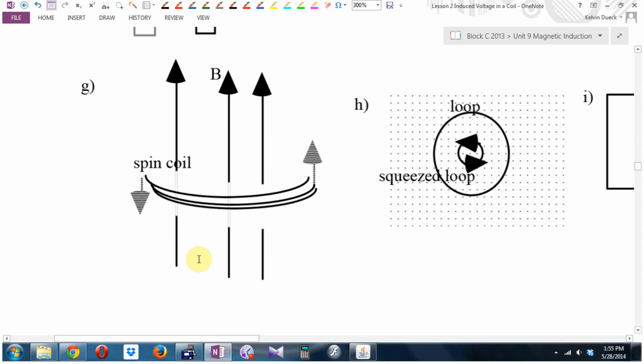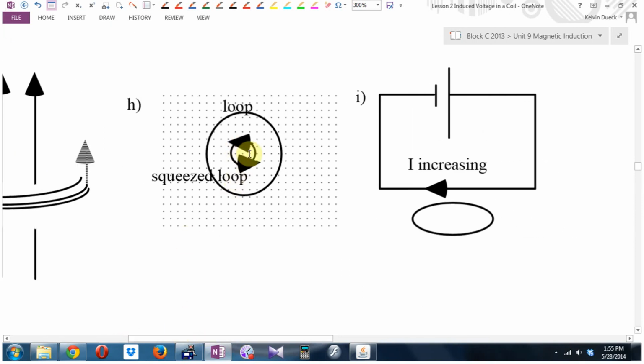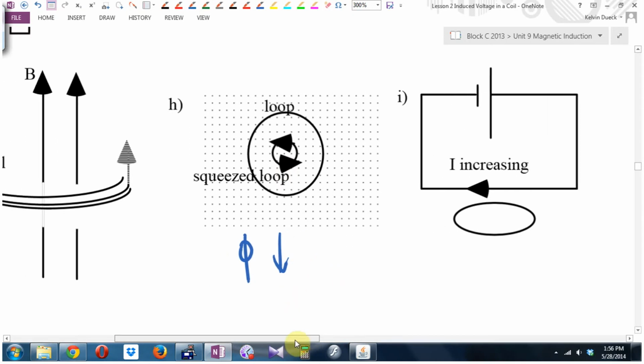What if we spin the coil? Michael, we're going from maximum flux right now to, once it ends up like this, we'll have a flux of 0. So yeah, I think spinning the coil causes the flux to decrease. What if we squeeze the loop, shrinking the area? That will also decrease the flux. We're not changing magnetic field, but we're changing the area.